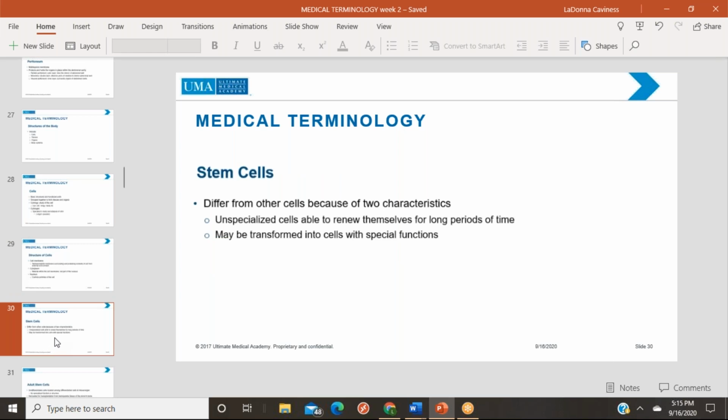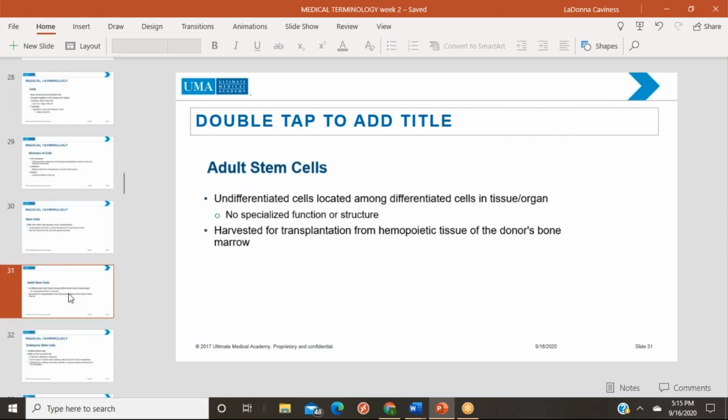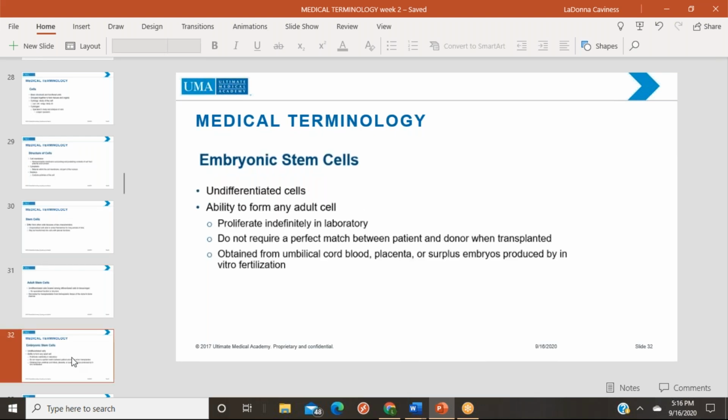Stem cells differ from other cells because of two characteristics. Unspecialized cells able to renew themselves for long periods of time, and they may be transformed into cells with special functions. Adult stem cells, undifferentiated cells located among differentiated cells in tissues and organs, not specialized in functions or structures, harvested for transplantation for hematopoietic tissue of the donor's bone marrow. Embryonic stem cells, undifferentiated cells, ability to form any adult cell, proliferate indefinitely in laboratory, do not require perfect match between patient and the donor when transplanted, obtained from umbilical cord blood, placenta, or surplus embryos produced by in vitro fertilization.